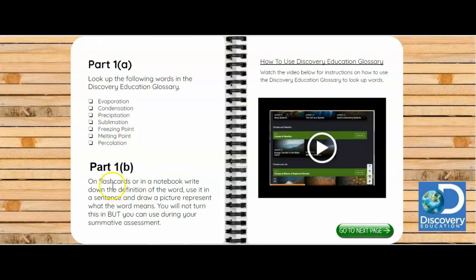As you're looking them up on flashcards or in a notebook, write down the definition of the word, use the word in a sentence that shows you know what the word means, and then draw a picture that represents what the word means. You're not going to turn this in to me. You don't have to turn it in, but you can use these during your summative assessment.